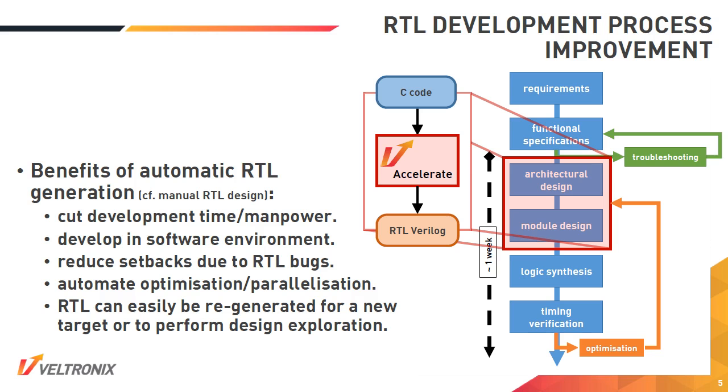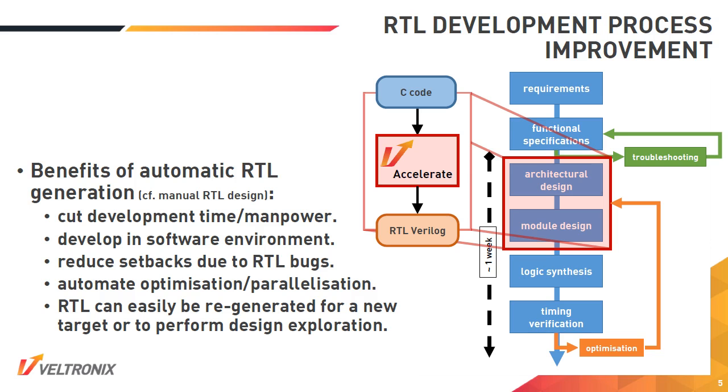Accelerate can majorly improve upon existing manual RTL development processes by automatically generating the accelerator. This automatic generation can cut down development time and manpower and allows the developer to do development in a software environment. Also, Accelerate generates a hardware accelerator that is guaranteed to behave functionally in the same way as the software, therefore eliminating the possibility of RTL bugs and eliminating the need for troubleshooting. Optimization and parallelisation are performed on calculations automatically, rather than having the developer optimize and parallelize their design manually.